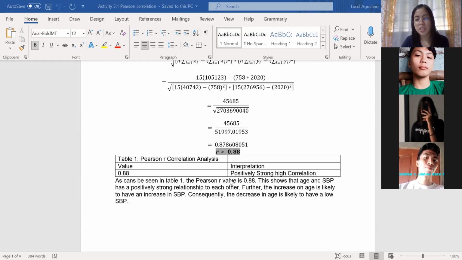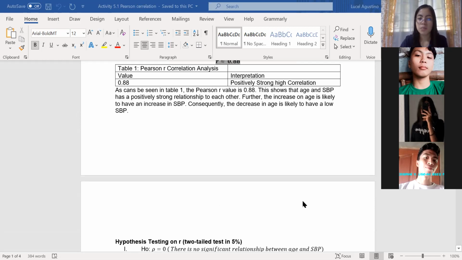This shows that age and SBP have a strong positive relationship with each other. Further, the increase in age is positive. When one variable increases, the association is that the other variable is likely to increase too, so an increase in age is likely to come with an increase in SBP. Consequently, a decrease in age is likely to come with a lower SBP.